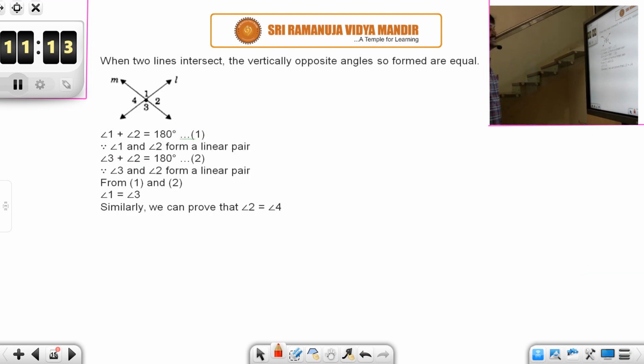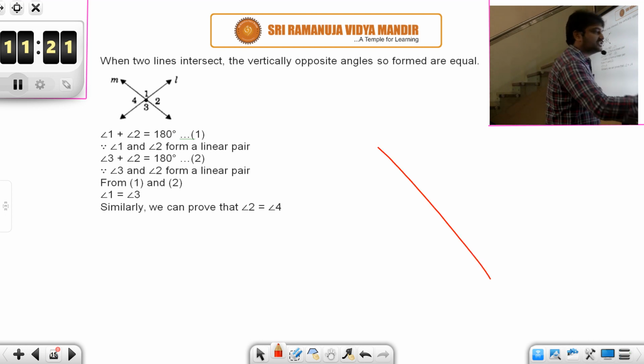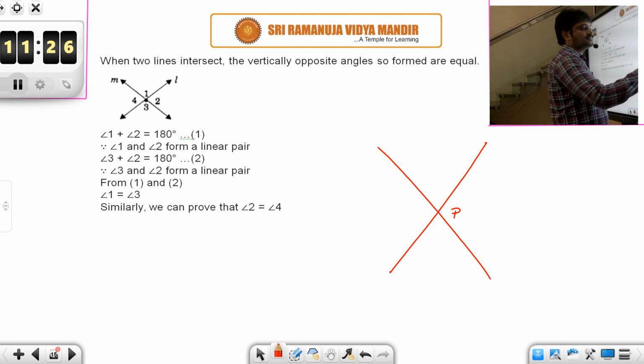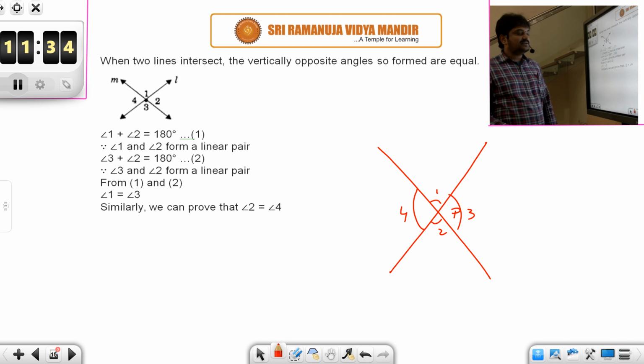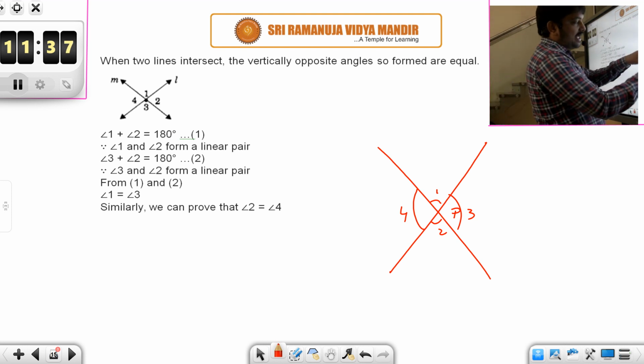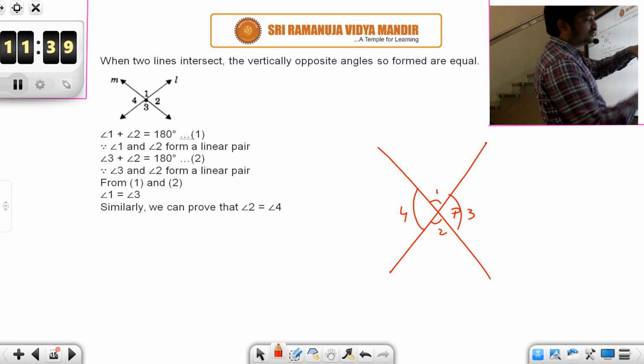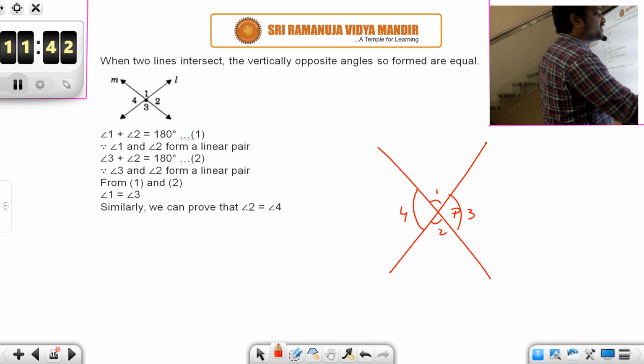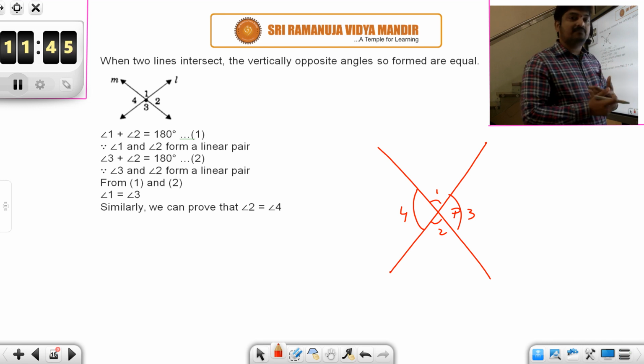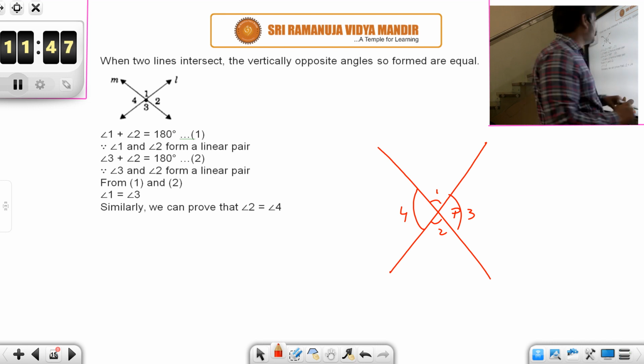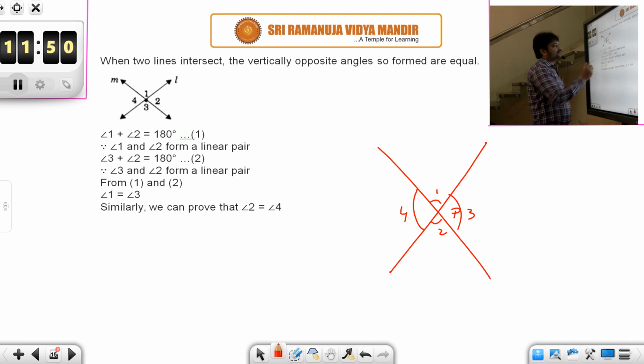And then when two lines intersect, vertically opposite angles so formed will be equal. That is, clearly you could see that whenever two lines intersect at some common point, four different angles are formed. 1, 2, 3 and 4, right? So here this statement says that among these four angles, 1 and 2, they are vertically opposite, right? 1 and 2, and 3 and 4, we'll call them vertically opposite angles, and vertically opposite angles will always be equal.